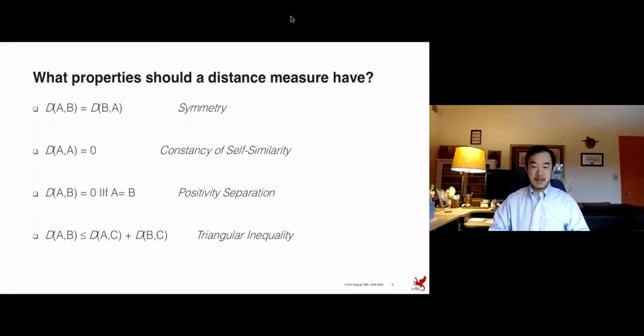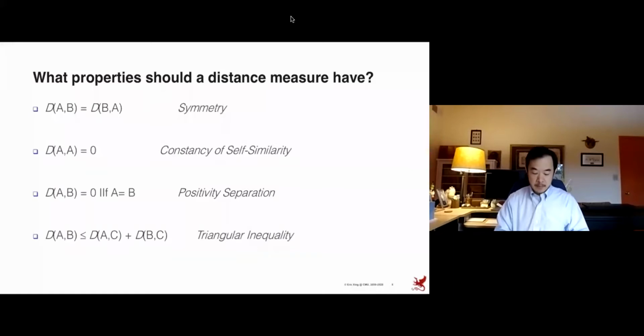Okay. And then there's also a thing called positive separation, that the distance between two objects is zero if and only if they are the same thing, if they are equal by your definition of their metric, their feature. And then there's also the triangle inequality, which says that the distance between A and B must be smaller than or equal to the distance between A and C plus the distance between C and B.